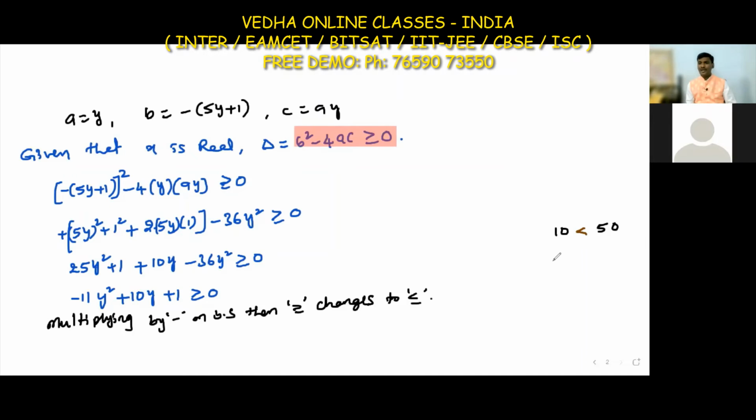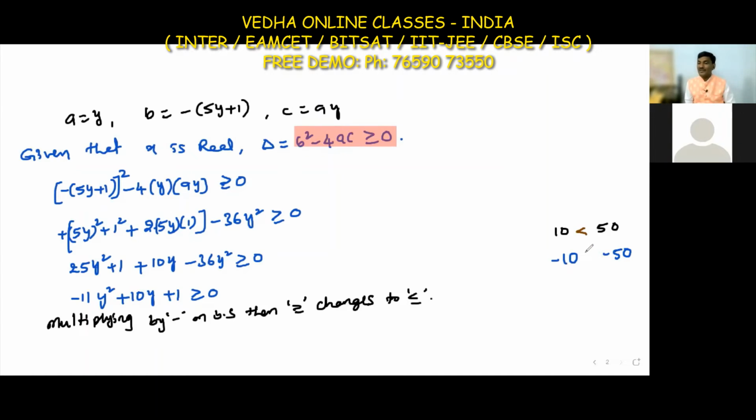Now, if you multiply by minus on both sides, we get minus 10 and minus 50. In negative numbers, always remember the bigger number is smaller and the smaller number is bigger. Which is bigger and which is smaller in these two numbers? Minus 50 is smaller than minus 10.